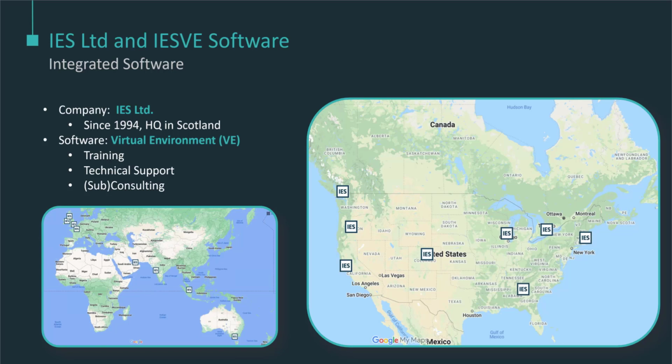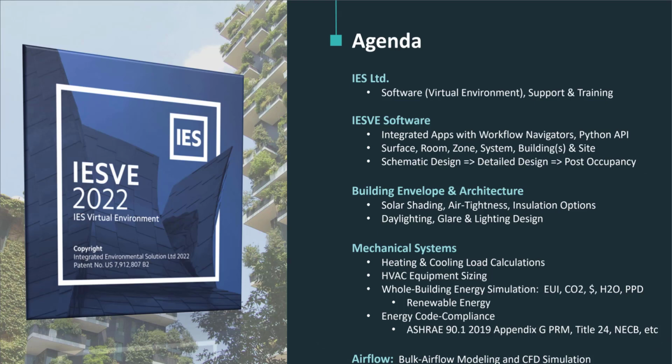So here is my agenda, what I plan to run through today. A little bit more of an overview, mostly covered that already, and then go through four main sections. So the main core technology, IESVE software, where and how it's used, and then I'll dive into more specific applications. So how you can do performance modeling and analysis on building envelope, on mechanical systems, look at key metrics like energy and carbon. I'll wrap up by doing some airflow simulation.